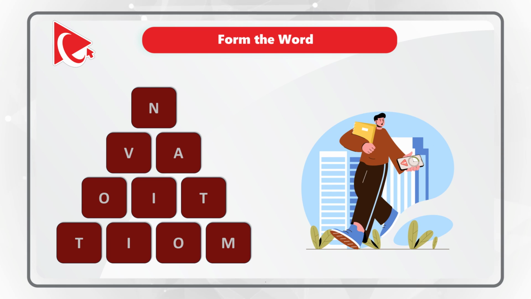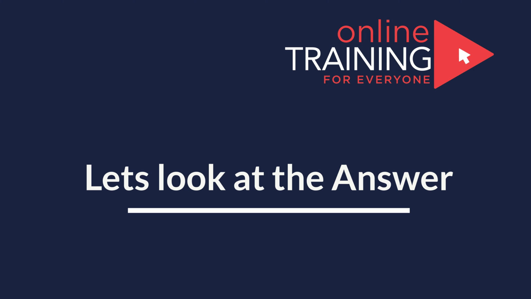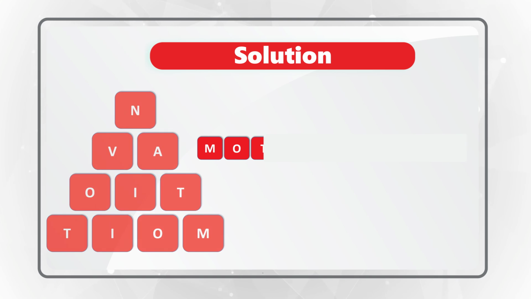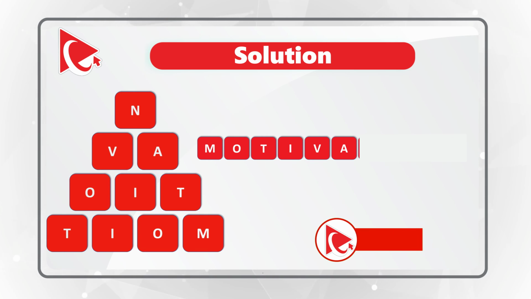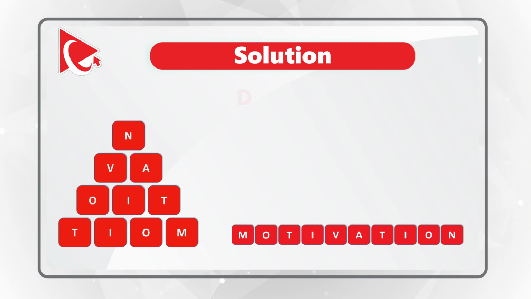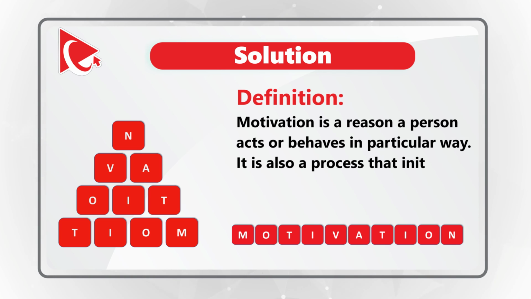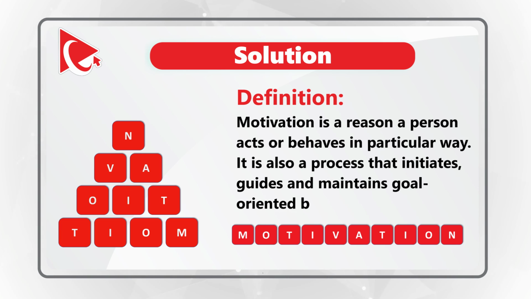Hopefully you solved it because I am moving forward and revealing the solution. As you might have guessed, the word is motivation. Let me spell it for you. M-O-T-I-V-A-T-I-O-N. The definition of motivation is a reason a person acts or behaves in a particular way. It is also a process that initiates, guides, and maintains goal-oriented behaviors.